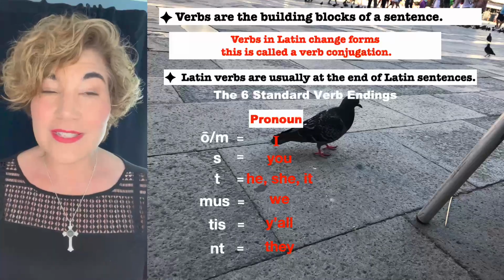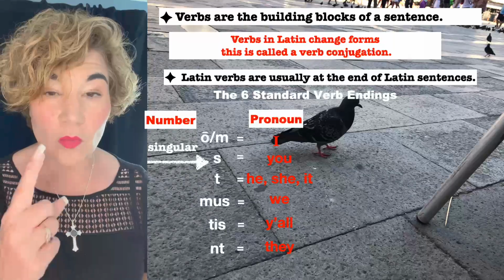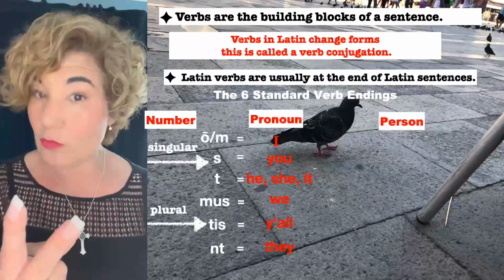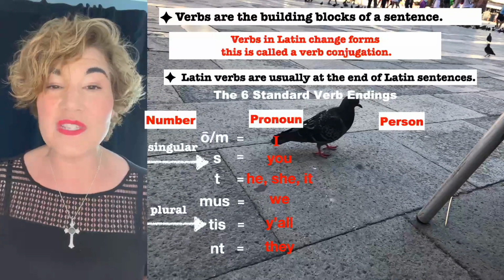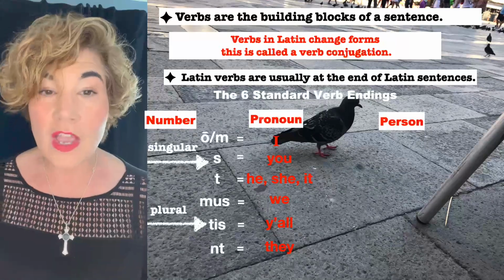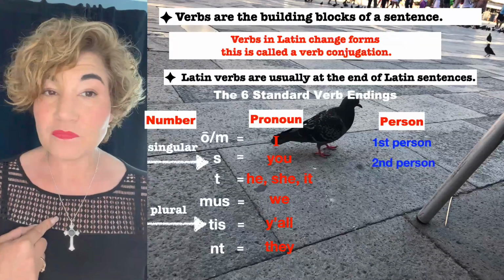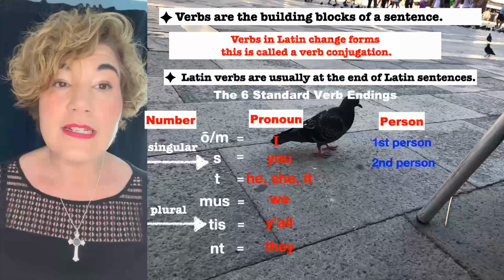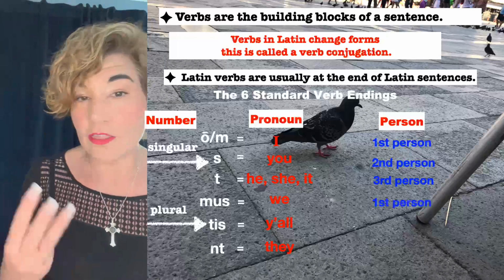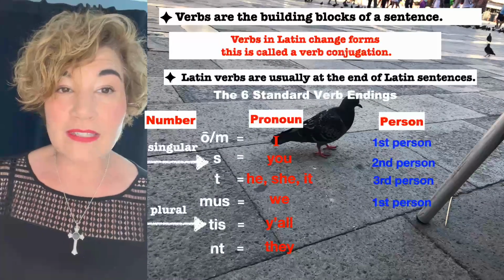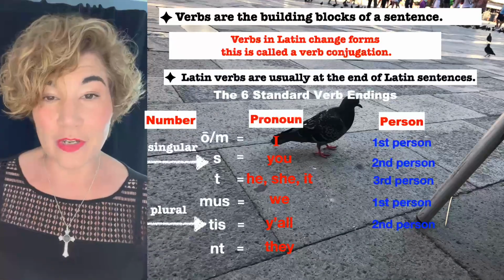These endings also show us number, either singular or plural. So the word number means, is it singular, one person, or plural, two or more people? Now these endings show us one more thing. It's also very important. It shows us what we call person. O or M shows us first person singular, I. S shows us second person singular, you. T shows us third person singular, he, she, or it. So I always think third person, there are 3 of them. And MUS is first person plural. TIS, second person plural, and then NT, third person plural.